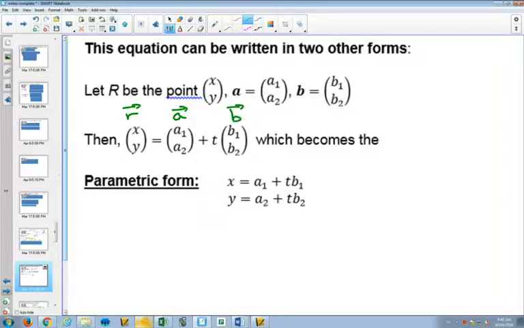And then we have a parametric form. The parametric form is just looking at specific coordinates. The x coordinate is equal to a1 plus t times b1. The y coordinate is a2 plus t times b2.